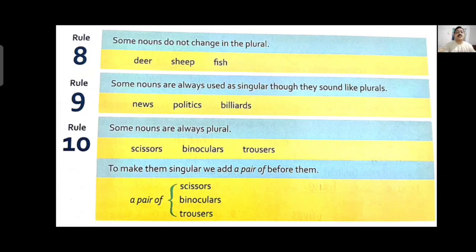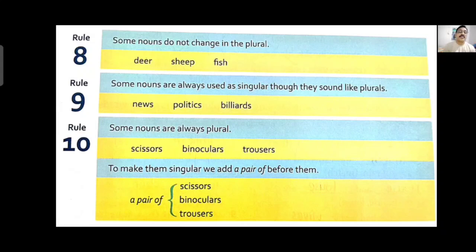Some nouns are always plural. Like scissors, binoculars, trousers. You can see all of them end with s, because even though they refer to one item, their spelling is plural. Scissors: you can see two blades are there, to cut. So they are in plural form, that's why the spelling is plural. In binoculars also you can see two lenses are there, that's why they are in plural form. Trousers also.